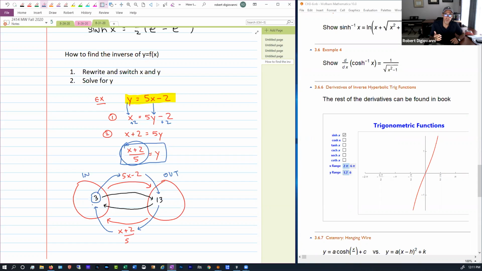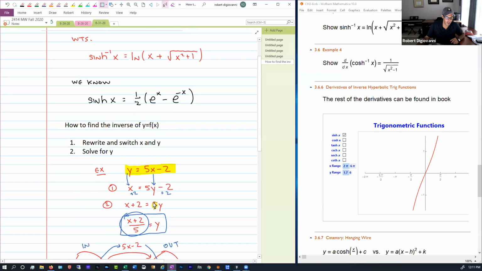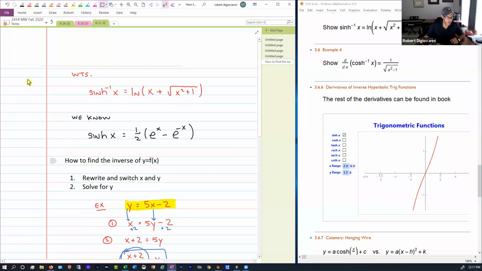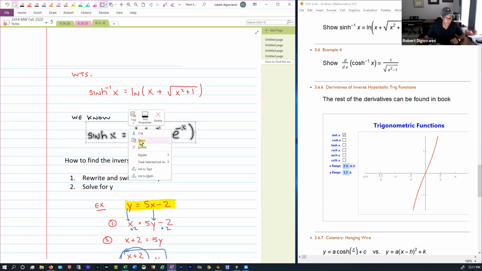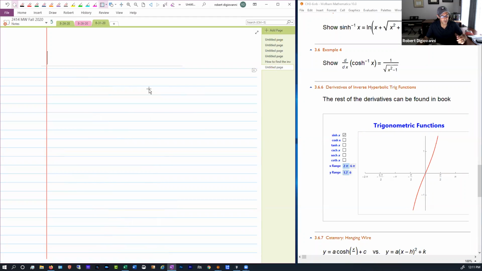So did any groups get that part? Yeah, I see a couple of nods and yeses there. I mean, if you didn't, that's okay. I just wanted to see if anyone had. So let's take this right here. I'm going to start this on a new page.